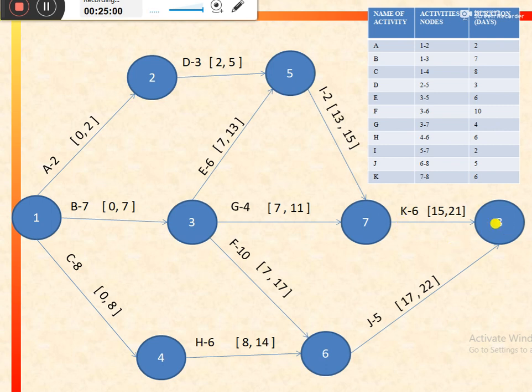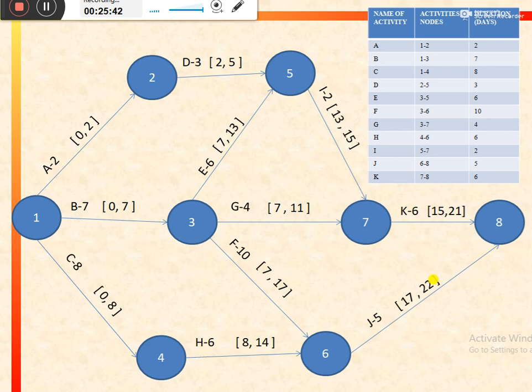Like for this network, the terminating node is 8, and on this node there are two activities that are terminating or merging. These are activity K and activity J. So for activity K, the earliest finish is 21 days, and for activity J, the earliest finish is 22 days. So we would consider the highest one, that is equal to 22. So the highest time period or duration that is allowed to complete this particular project would be equal to 22 days. So this project must be completed in 22 days.